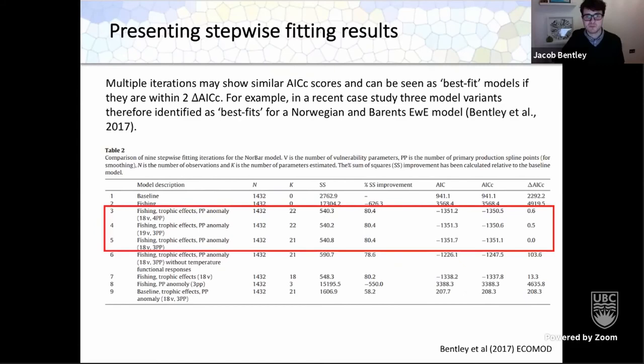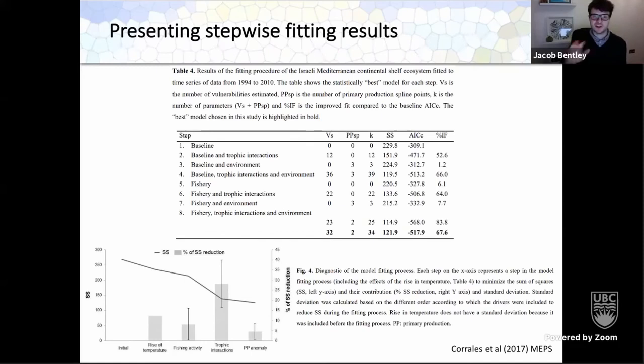And then another example of the fitting, you can see here are the different scenarios that were tested. So you've got the baseline, fishing, and what the best fit was from the automated fitting for all of these hypotheses, with the best scenario highlighted in bold at the bottom, which included fishing, trophic interactions, and some form of environmental change. In my experience, they often do include fishing, trophic interactions, and some type of environmental change, because these all tend to be things that are really important for the changes in production and stock status.